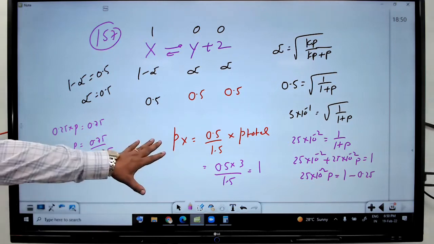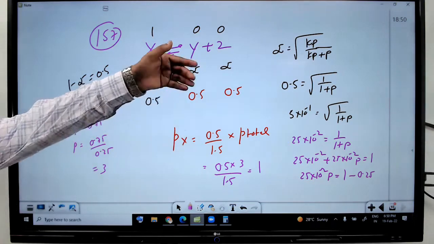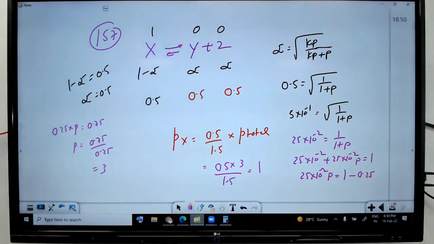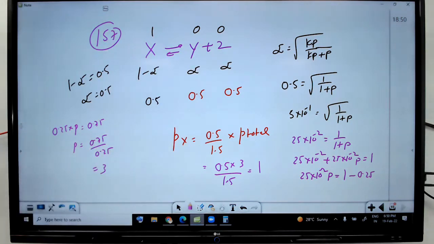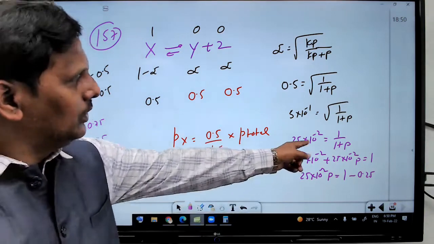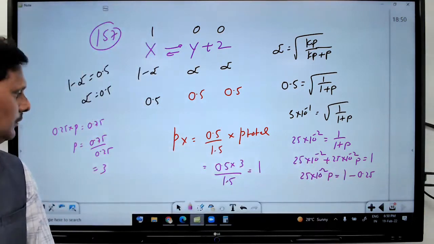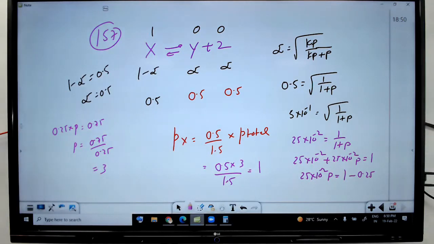Very simple. Procedure only: the alpha value is given, so they will calculate P. If you get P total, then we get the partial pressure. 0.25, 0.75.